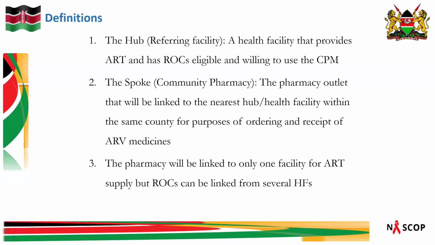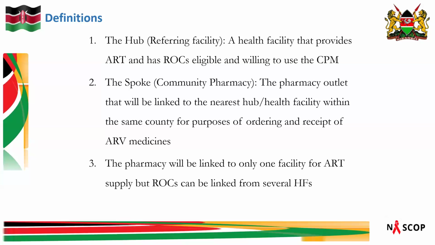So we have some definitions before we engage in the CPM. We have the hub. The hub is the public facility which will be referring. It will refer the clients, and it is also where the pharmacies will be getting their ARVs from. And then we have the spoke, and the spoke in this context is the community pharmacy, and this is the pharmacy outlet that will be linked to the nearest hub health facility within the same county. Please note, within the same county, for the purposes of ordering and receipt of ARV medication.